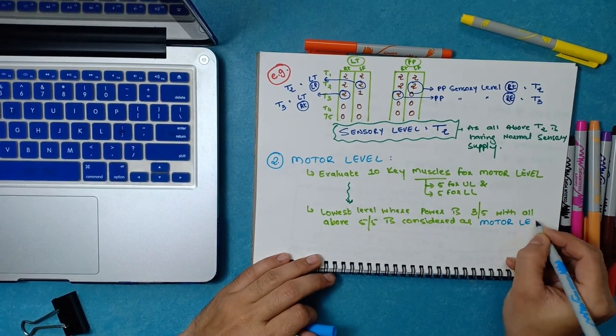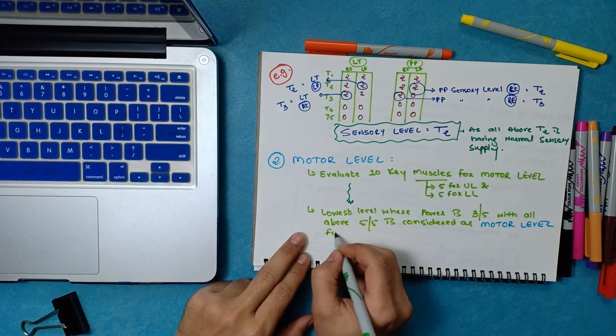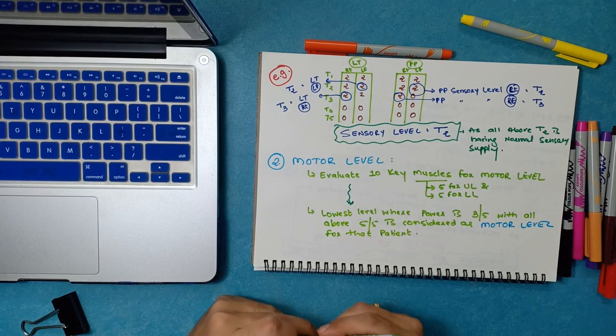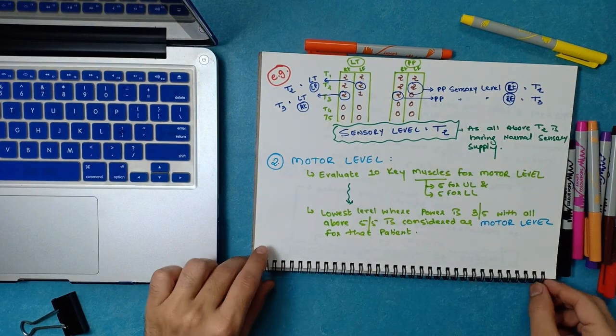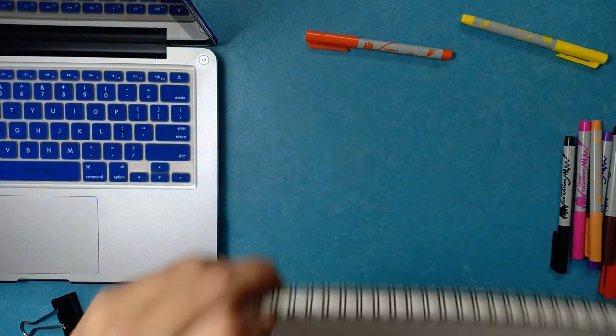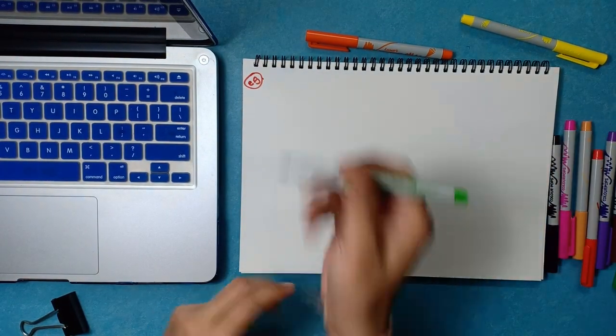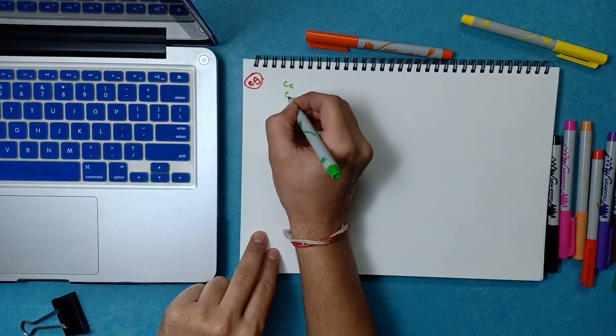Now the specific requirement for the motor level is that the level which is at least 3 out of 5, with all levels above being 5 out of 5, is going to be considered the motor level for that patient. Let's continue with the example.